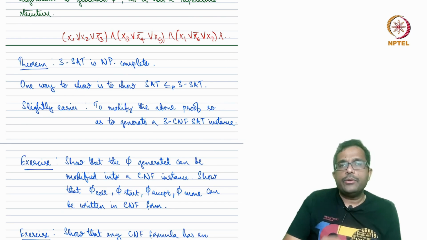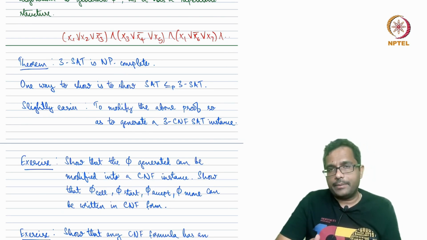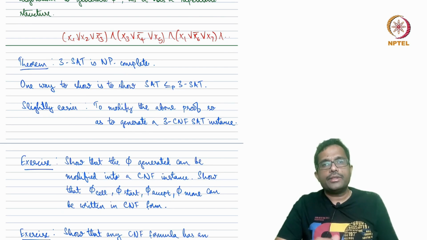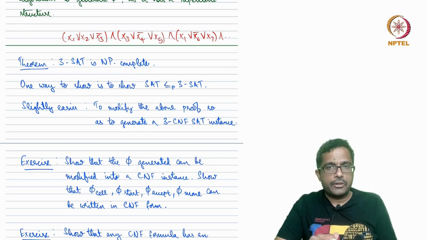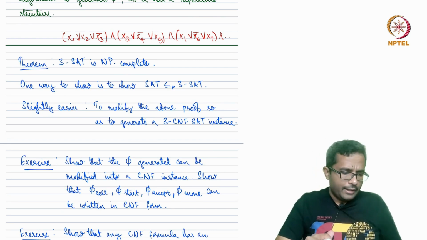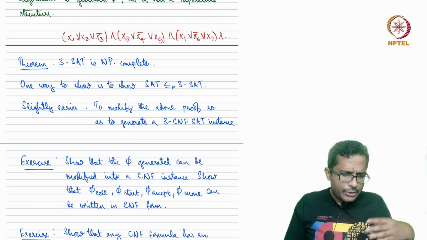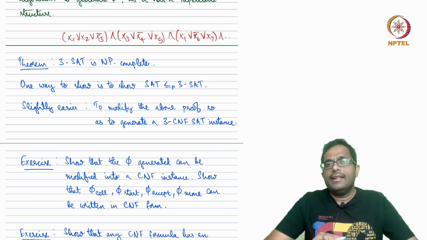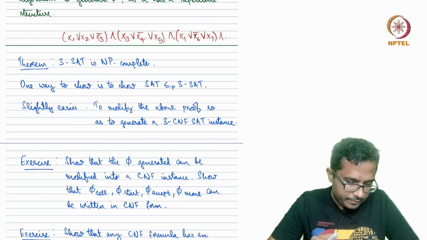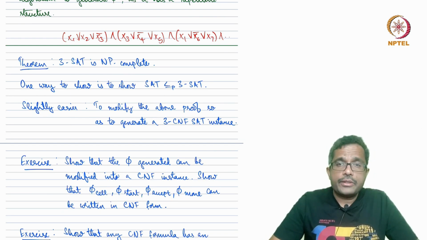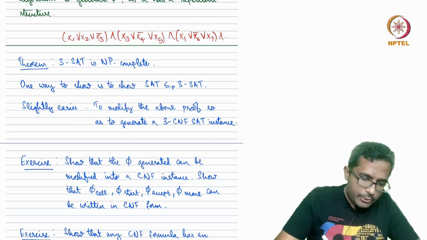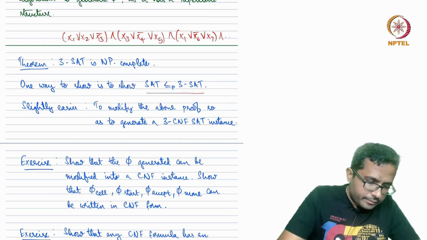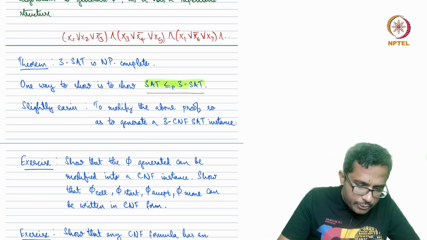One way is to reduce, so we have already shown that SAT is NP complete. So to show that 3SAT is NP complete, one way is to reduce SAT to 3SAT in polynomial time, right? In all of this I am assuming that showing 3SAT is in NP is straightforward. In fact, we have already discussed it in one of the previous lectures. So one way to show it is to reduce SAT to 3SAT.